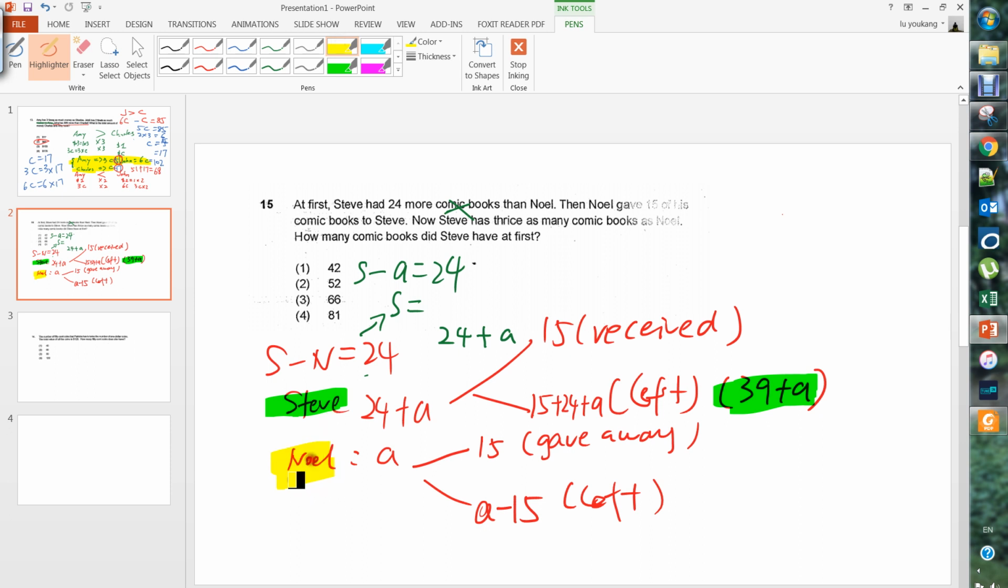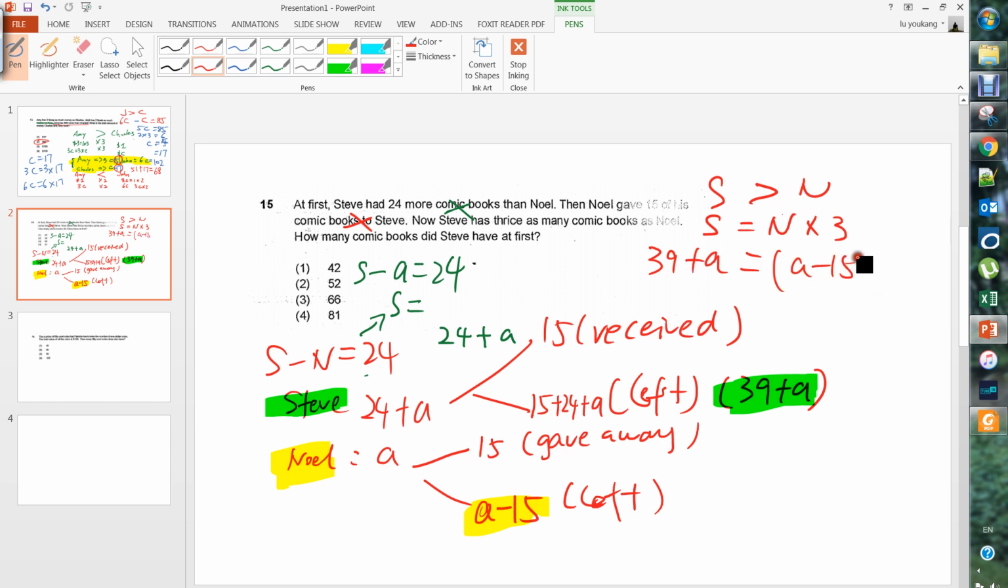Noel's left is A minus 15. So this statement is done. Now it says Steve has three times as many as Noel. Who has more? Steve. How much more? 3 times. So S equals N times 3. So Noel times 3 equals Steve. Steve's left is 39 plus A, and Noel's left is A minus 15, in brackets. So you can have this equation already. Now we need to solve this equation.